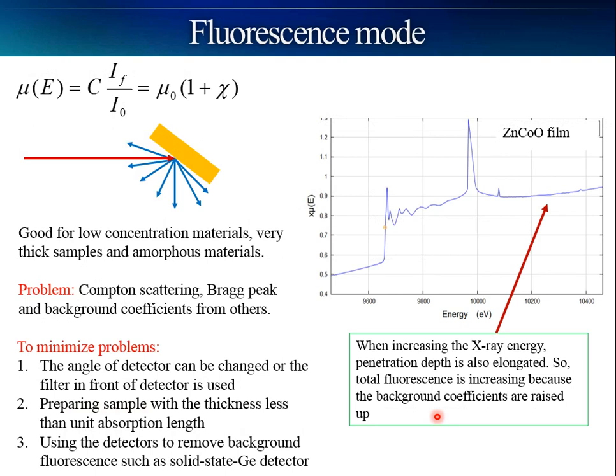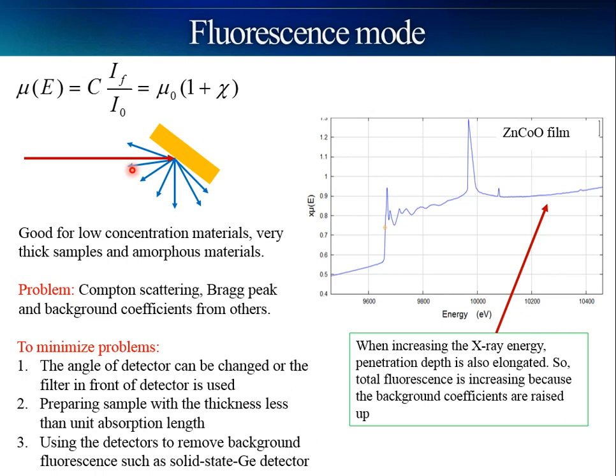From the previous formula, you can get this formula, which is the general fluorescence SAFS. The total absorption of energy is proportional to IF over I0. When you use the proportional constant C, we can make this equation, and that equals mu naught (1 plus chi), where chi is the SAFS. The SAFS is different from XRD. We detect the scattered X-ray in front of the sample like in this figure.